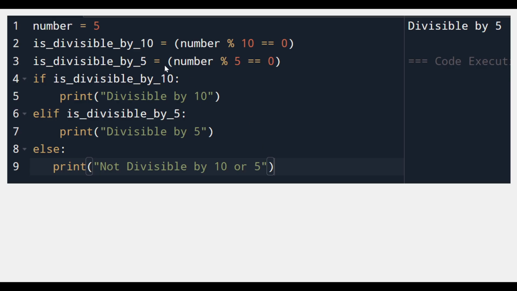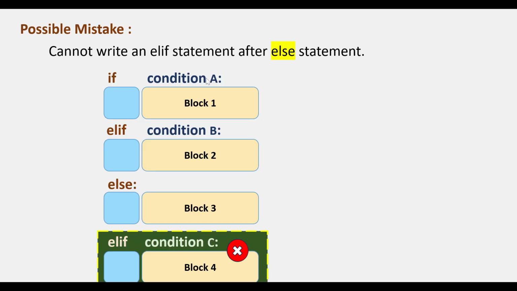The next example is like this. We will do a lot of problems in the next video. A possible mistake is that after else we do not need to write any elif conditions. If you want to write an elif condition, write it before the else block. After the else block, we do not write any else if conditions.